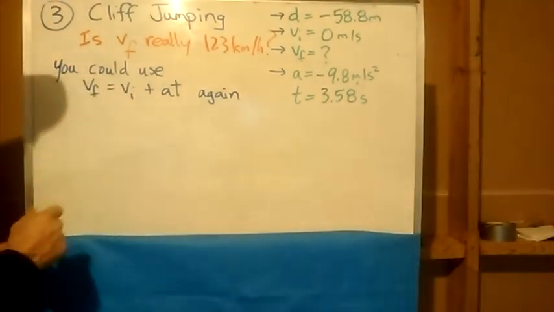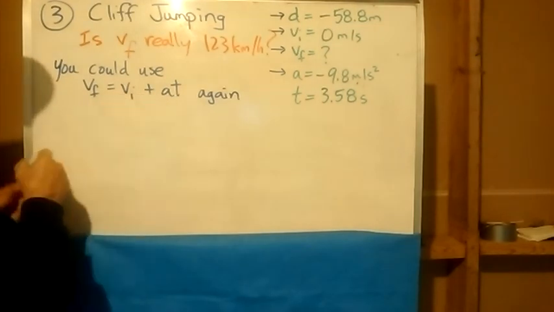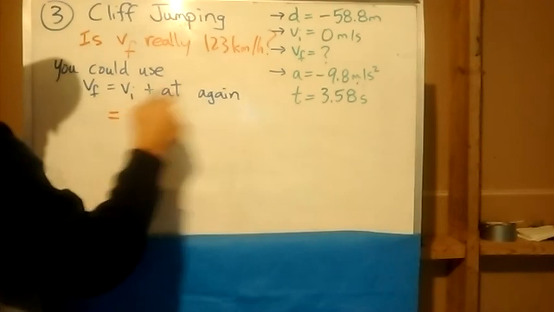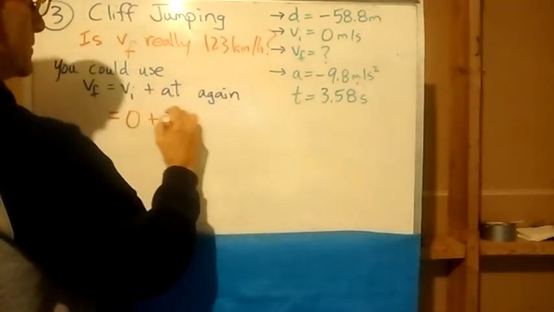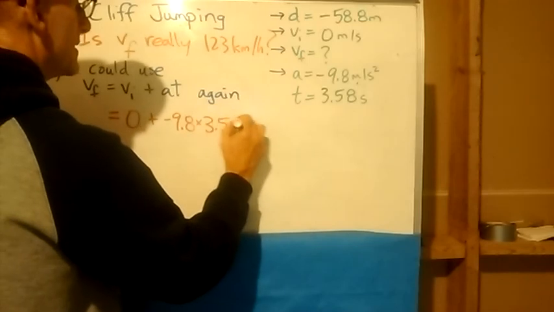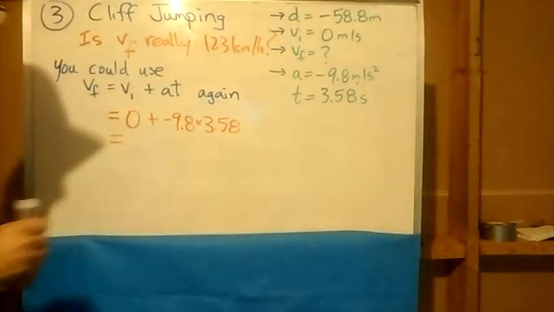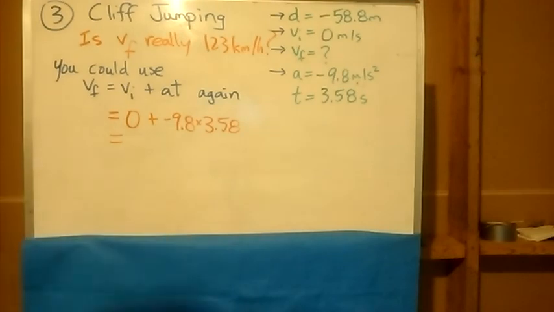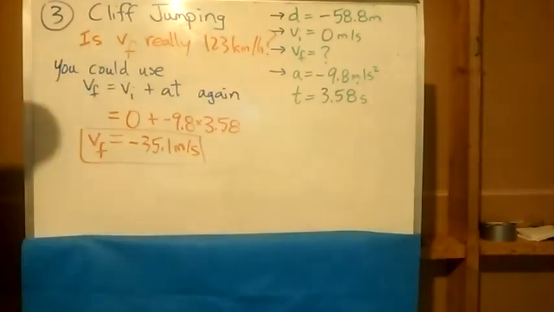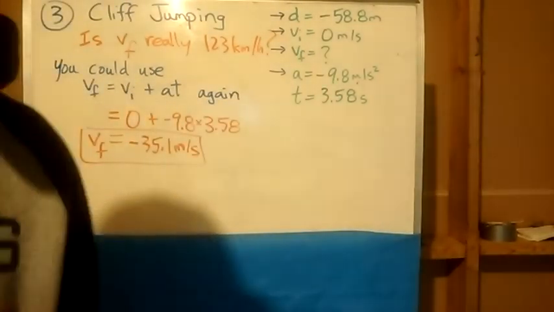Let's try that other equation, the VF equals VI plus AT, and see if we get the same 33.9. VI was 0, A was minus 9.8, time was 3.58, and let's see if we get it. Should be the same answer as we got from the previous equation. Darn close. Some of their data might have been wrong, which resulted in the difference between the two answers, but they should be exactly the same.